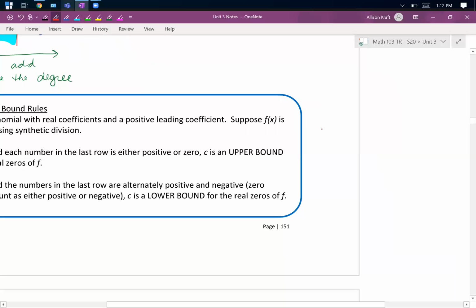So say I'm doing division, I had a 5, and I ended up with this as my bottom row. 4 was my remainder, so this wasn't a factor, all right? But since what I divided by was 5, and all the numbers in the bottom row were positive, so positive on the outside, all positive on the bottom, tells me that 5 is an upper bound, which means don't check a number bigger than 5. You need to check a number smaller than 5, because none of the ones bigger than 5 are ever going to work.